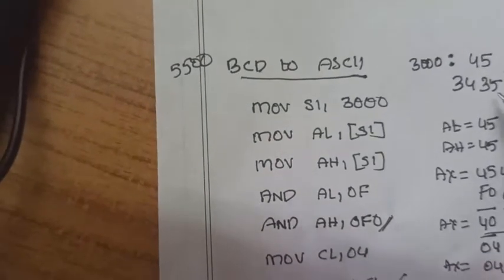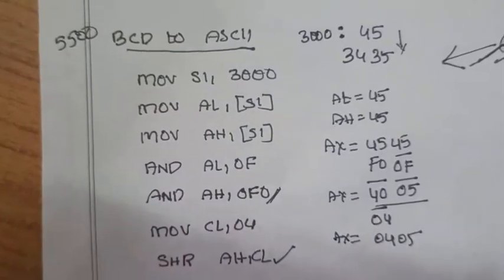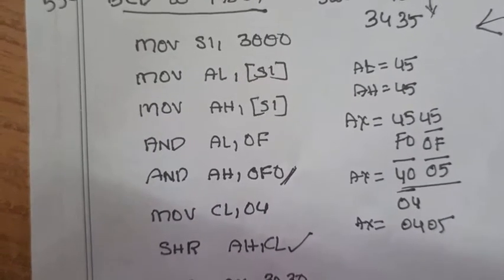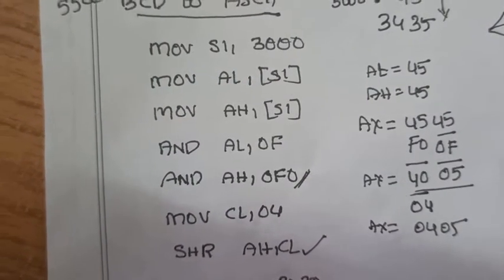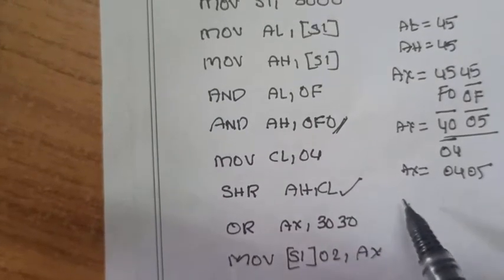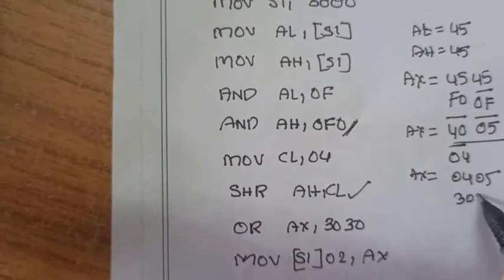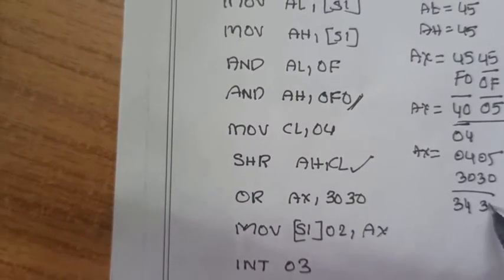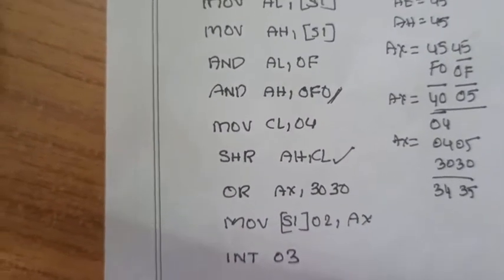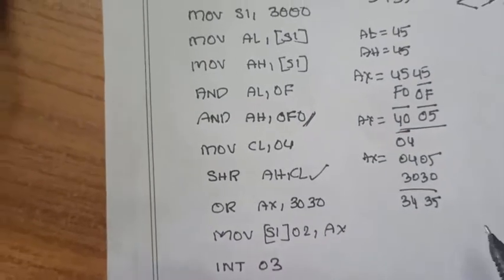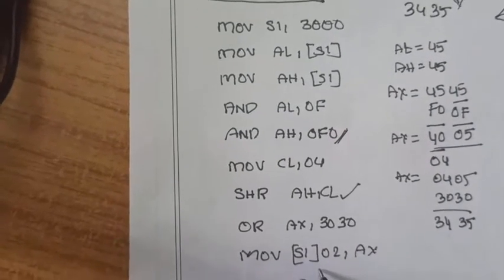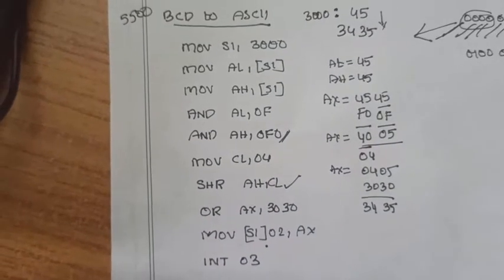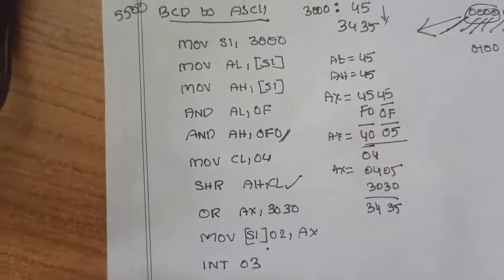Now if you observe, in 3435 versus 0405, the 4 and 5 are in their original positions where we actually require them. What is missing is the 3. For that I have written OR AX comma 3030. This logical OR gives us 3 4 and 3 5. It's as simple as that. The same result is going to be stored in the memory location SI comma 02. So this is how a BCD number is converted to an ASCII number.